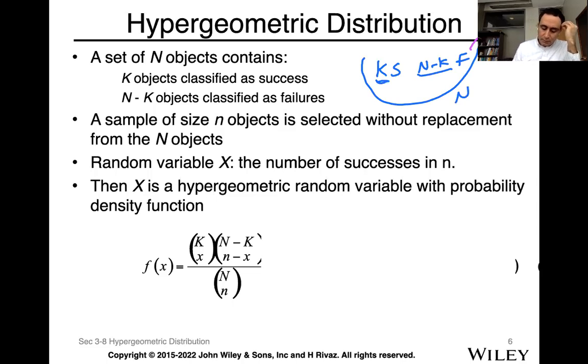And your random variable X is the number of successes, right? So out of these, for example, let's say n is 5, right? Out of these 5 that you have selected, we want 2 of them to be success. So in that case, X is 2, right? So this is the equation for the hypergeometric distribution. It's basically K choose x times N minus K choose n minus x, divided by N choose n.